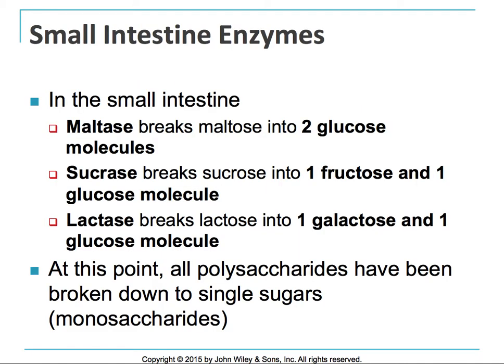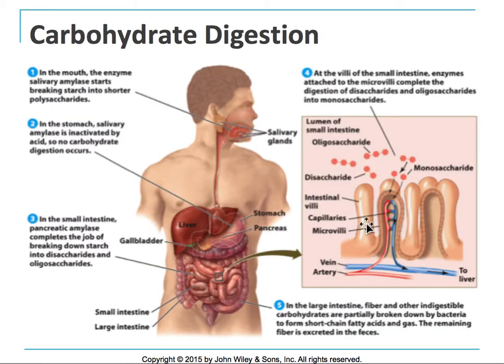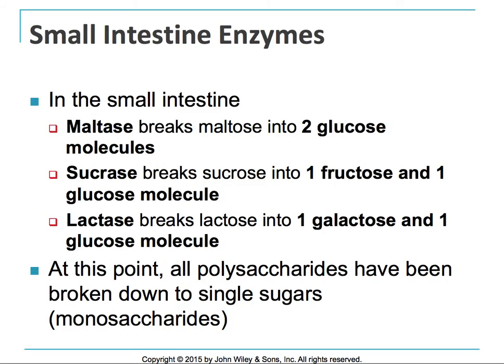Small intestine enzymes. We talked about the enzymes that exist along the villi here that work to break down these sugar units into monosaccharides. Those enzymes, we have maltase. So maltase breaks down maltose. We have that ase suffix again, where ase indicates that it's an enzyme, and we have maltose, that ose suffix indicating that it's a sugar.